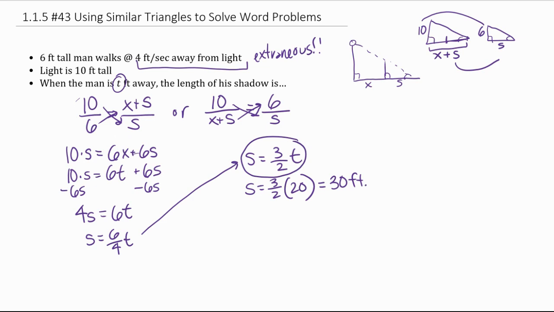So that's it. So if you ever see problems where you have a triangle within a triangle, it doesn't necessarily mean you're going to use similar right triangles, but that is a common geometric strategy that we use.